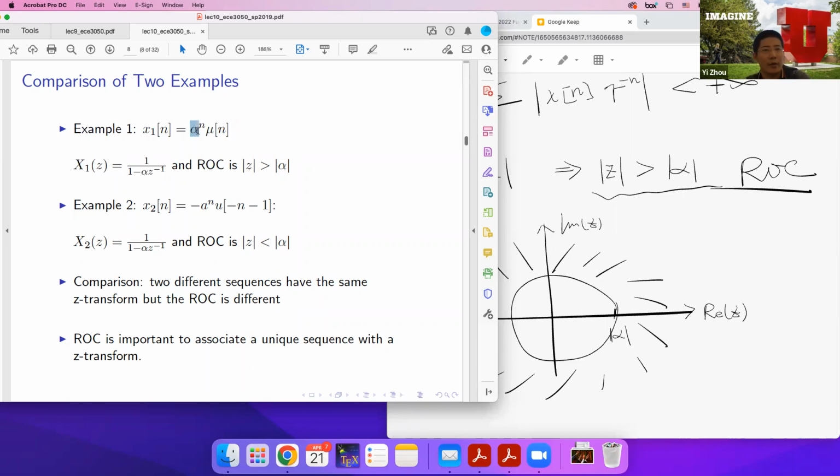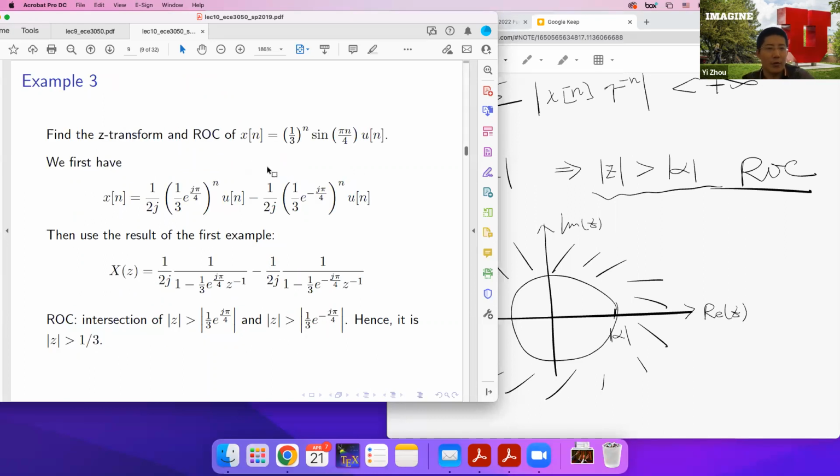Here the alpha can be generally a complex number. So in the end, the ROC is related to the magnitude of alpha. Therefore, directly using example 1, we can get the Z transform of this one, which is simply given by this fraction. In this case, you set alpha to be this complex number, and the corresponding ROC is the magnitude of Z bigger than the magnitude of this complex number, according to example 1.